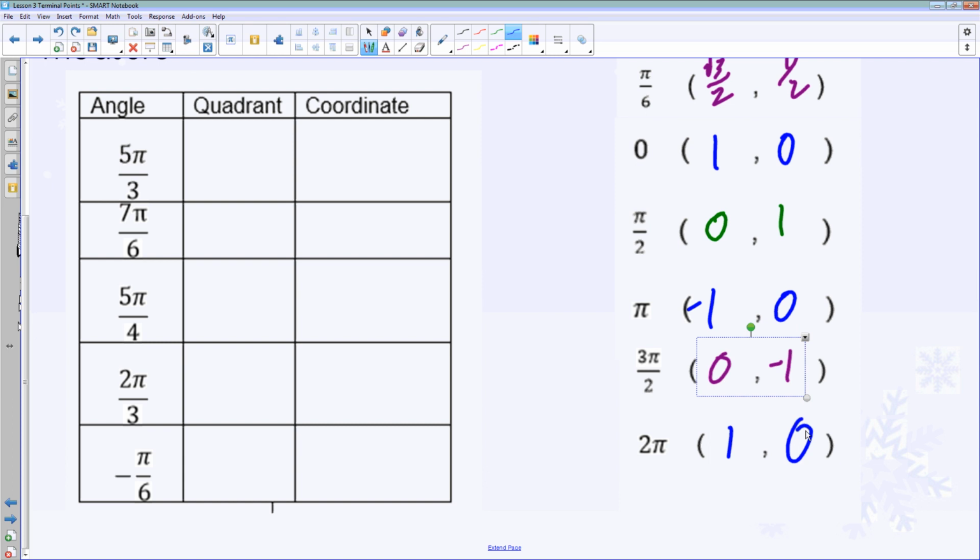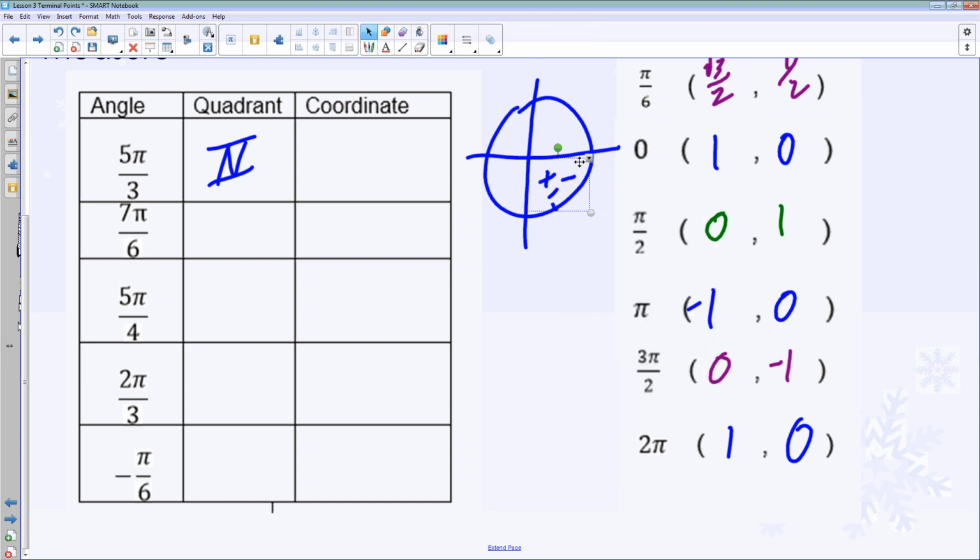5 pi over 3 is in the fourth quadrant. That's something that you'll have to think about for a moment. You can be like, okay, unit circle. Pi over 3 is the same as 10 pi over 6. Yep, that's going to be there. Once you know what quadrant it is in, you know that the coordinates for that quadrant are positive, negative. So pi over 3 normally is just 1/2, root 3 over 2, but my x value is going to stay positive and my y value is going to be negative. So it's 1/2 comma negative root 3 over 2.